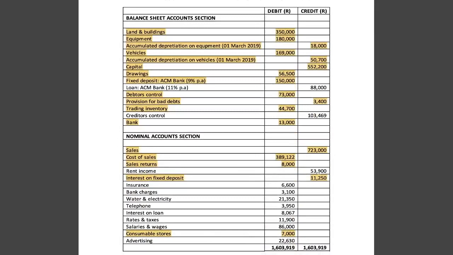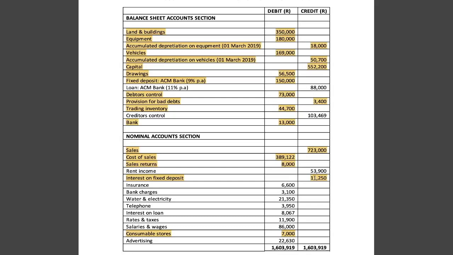Okay, so we are told here that we have not been paid the rent for February as yet. So obviously we need to figure out what that amount is. We will know that this 53,900 Rand is for 11 months, because the 12th month, February, is still outstanding. So this is for 11 months.